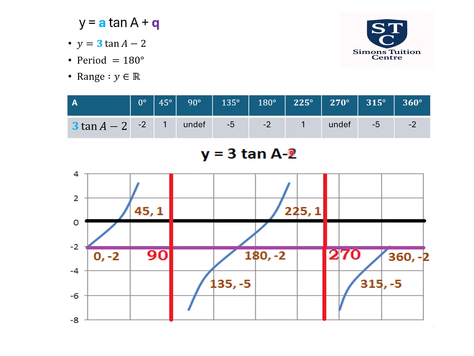Right, so you see there, the 3 in front just changes the value at 45. The value at the end, the Q value, moves the graph either up or down. So I hope you understand and follow.